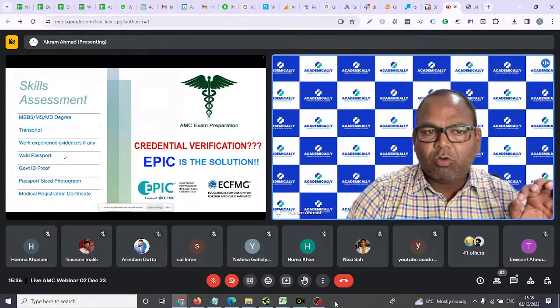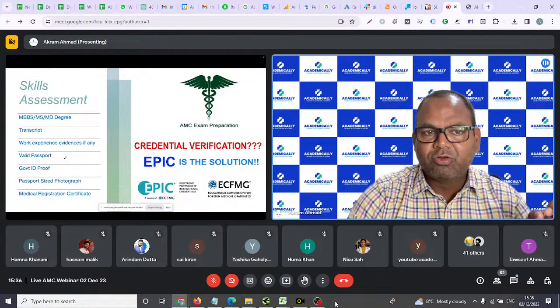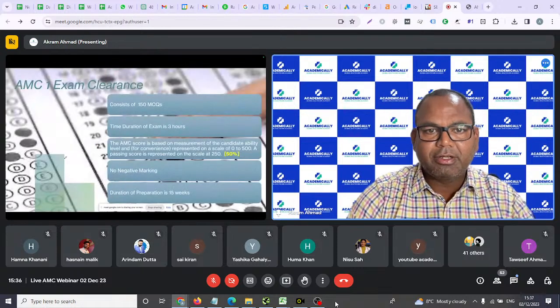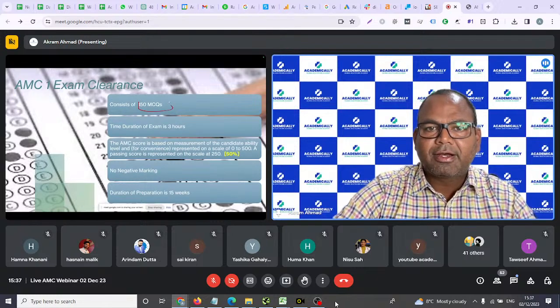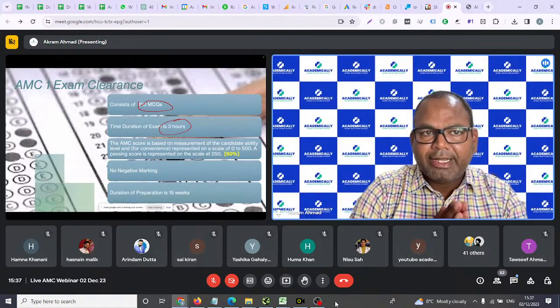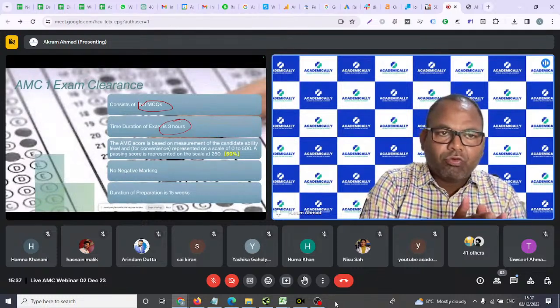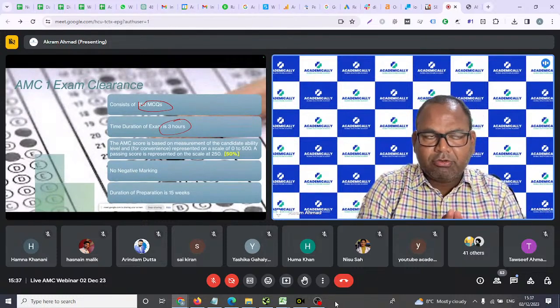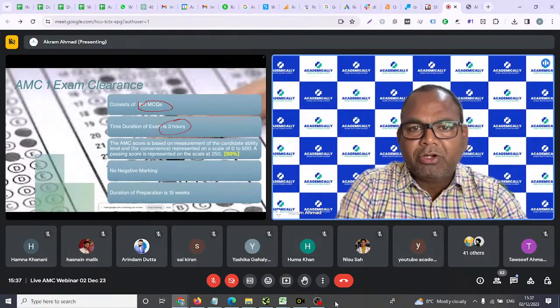For eligibility, you only must have completed your medical degree, then you are eligible to sit this exam. In this exam, they will ask you around 150 questions in a 3-hour time, so 50 questions per hour. There is no negative marking in the AMC Part One exam. The score is 0 to 500, and you need to score 250 in order to pass the exam.